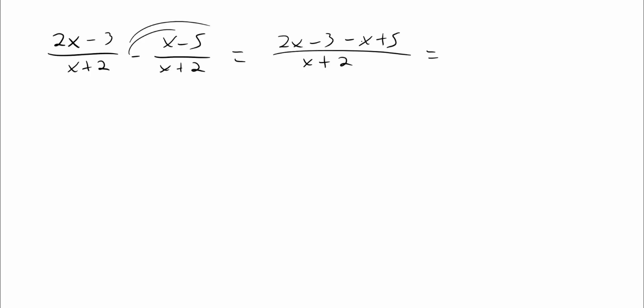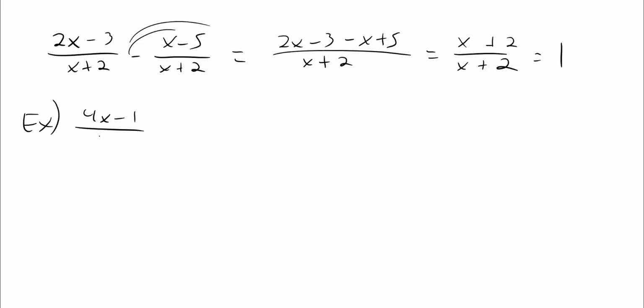Okay, combine like terms. 2x minus x is x. Negative 3 plus 5 is 2. Oh, what? X plus 2 over x plus 2. What is it? It's 1. Okay. It's cool. Try another one here.